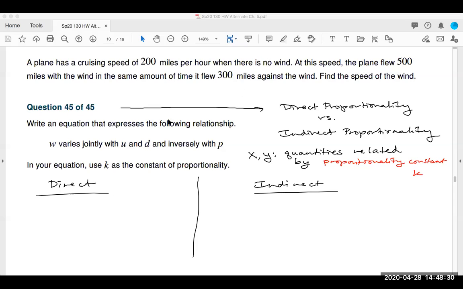But we're going to have two quantities that are related by a proportionality constant. Okay, so here's your first one. For direct proportionality, that is also referred to as jointly proportional.